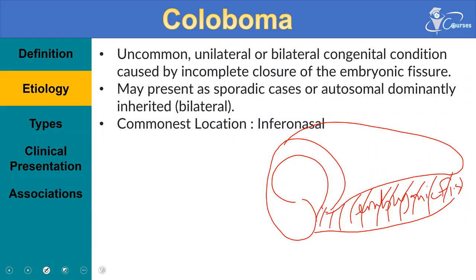If it remains patent or open like that, this will result in incomplete closure of the embryonic fissure, leading to different congenital anomalies in the eyes termed colobomas. These colobomas can be sporadic or autosomal dominant if they are bilateral. The commonest location is inferior, as the location of the embryonic fissure is infranasal or in the lower location. So the most common location of colobomas is infranasal.